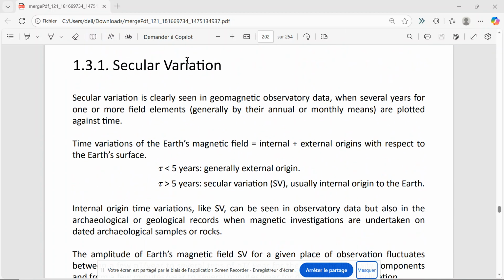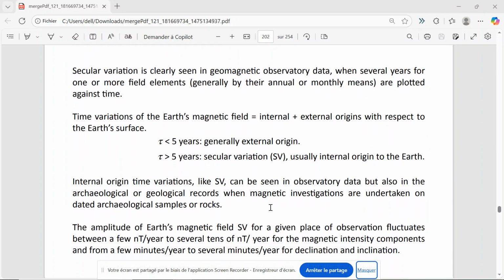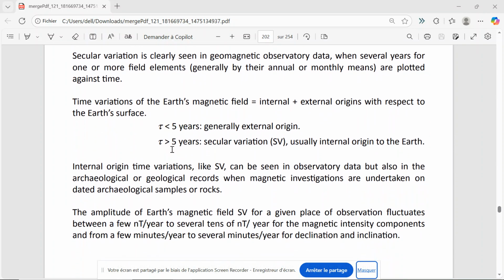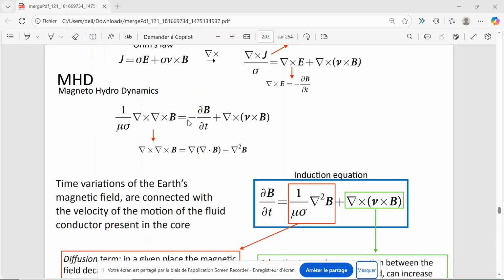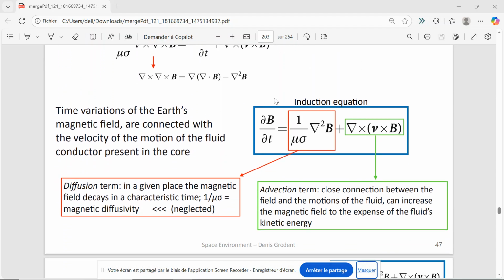About the secular variation, when you see a variation in the magnetic field that lasts more than 5 years, it is categorized as secular variation. About the magnetohydrodynamics, what is happening in the core of the Earth, the fluid moving. As you know, the core of the Earth is constituted of fluid. How does the fluid have an impact on the magnetic field of the Earth?